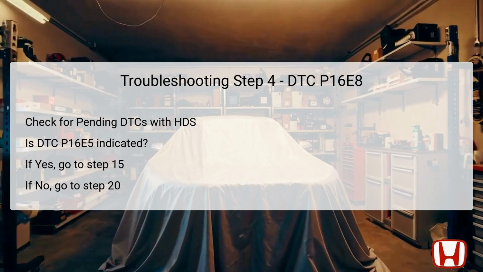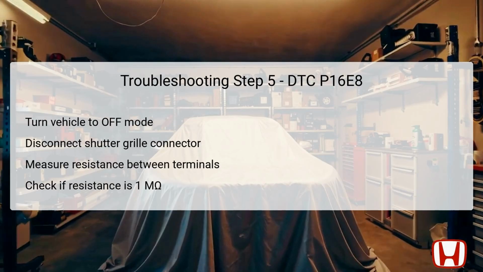Should DTC P16E8 not be indicated, the process progresses to step 20, ensuring a thorough examination of the vehicle's electrical systems, wires, and communication lines to identify any underlying issues contributing to the P16E8 DTC. In step 5, the procedure requires turning the vehicle to the off/lock mode, which helps ensure that electrical systems are inactive for safety while inspecting the components.